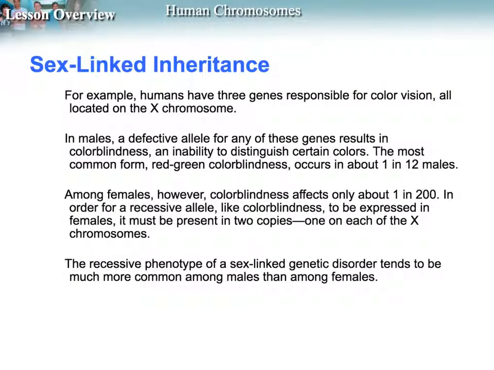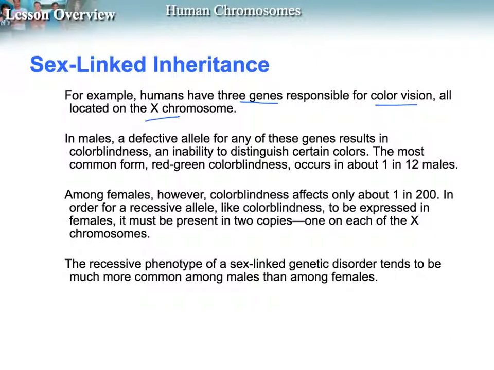So humans have 3 genes that are responsible for how you see color. They are all located on the X chromosome. In males, a defective allele for any of these genes results in color blindness and inability to distinguish certain colors. The most common form, red-green color blindness, occurs in about 1 in 12 males. Among females, however, color blindness affects only about 1 in 200.